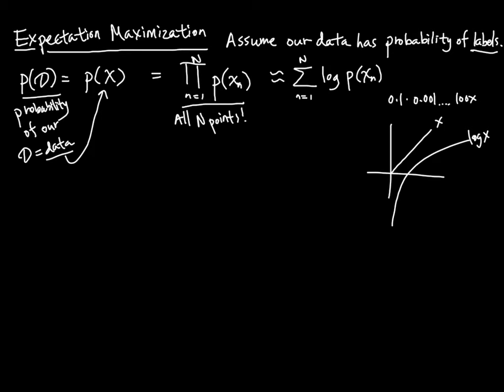So this is the very famous log trick that everyone uses in a bunch of other algorithms other than expectation maximization. So now that we have this, we can say that the total probability theorem states that if we have xn and we have labels zn, and we sum up all possible labels of zn, this will give us probability of xn.